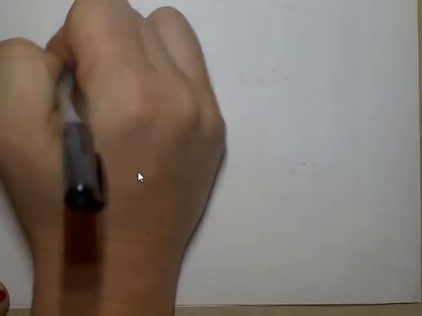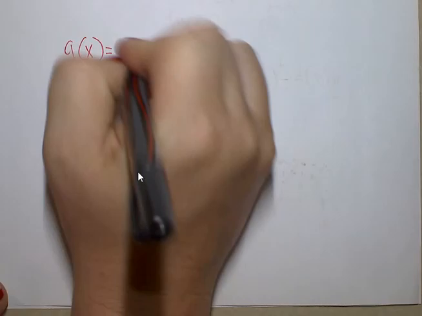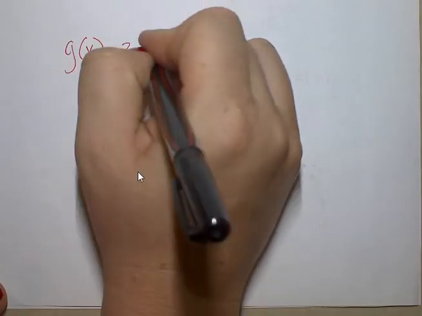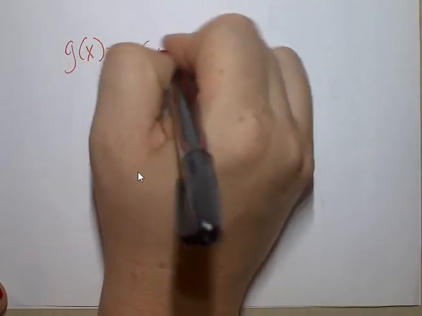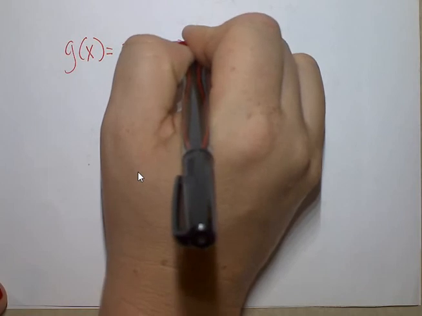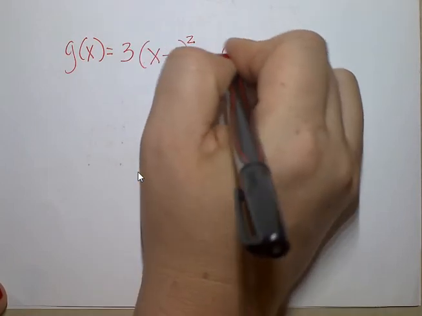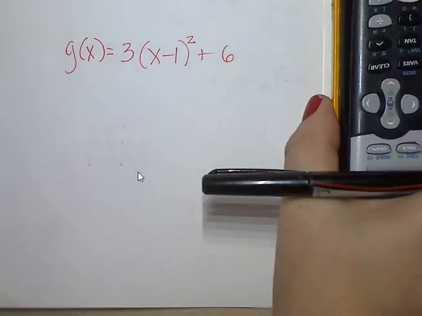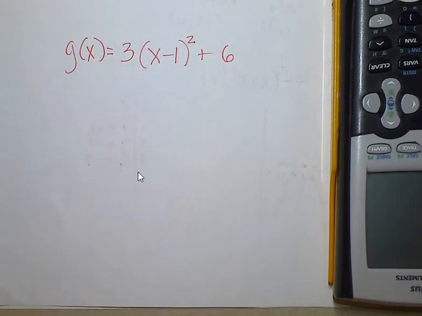G of x is equal to 3 times x minus 1 squared plus 6. You have 15 seconds to identify the equation of the axis of symmetry, sometimes written as a line of symmetry. Those are interchangeable terms, line of symmetry or axis of symmetry. 15 seconds, begin.